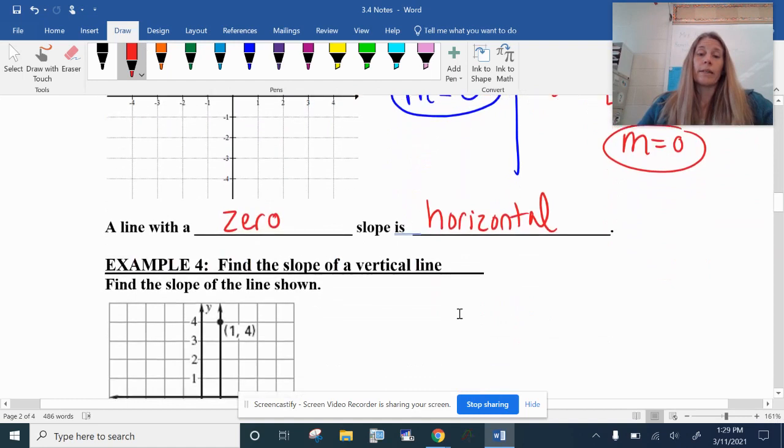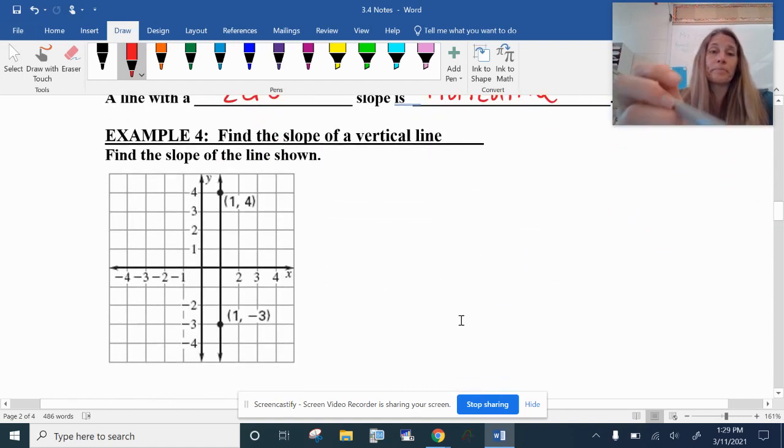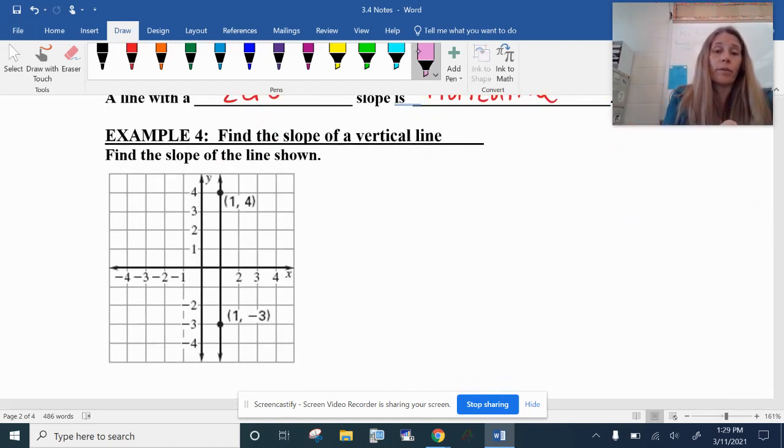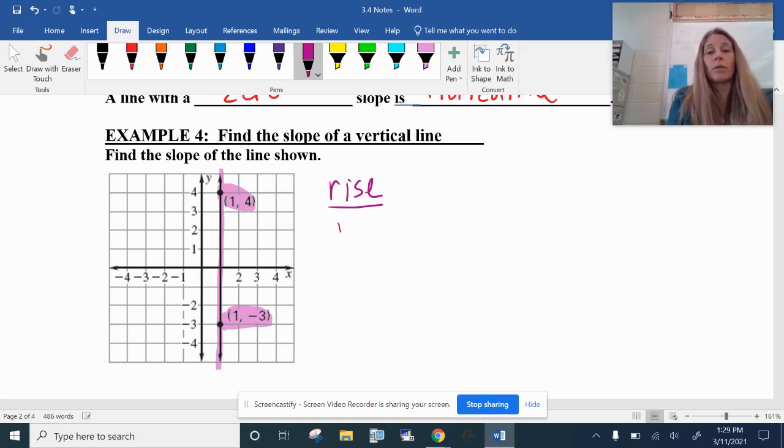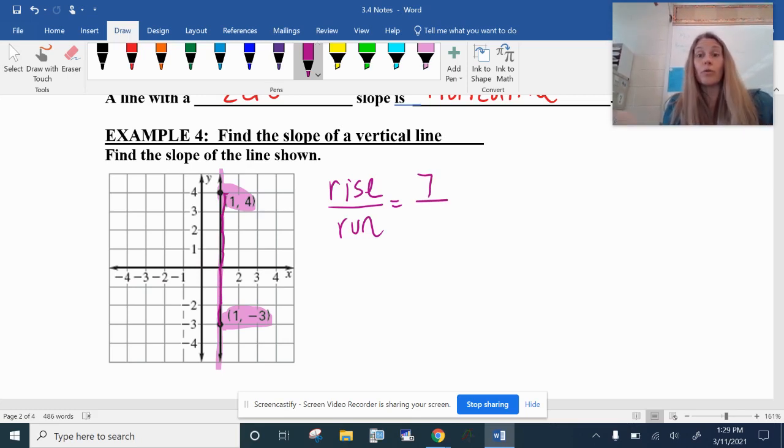All right, and then moving down to a vertical line. So here we have a vertical line straight up and down with these 2 points marked. And this time, if I was going to find my rise over my run, I would notice that I'm going to rise 1, 2, 3, 4, 5, 6, 7. But then when I go to run, there's no horizontal movement in either direction, so there's a 0.